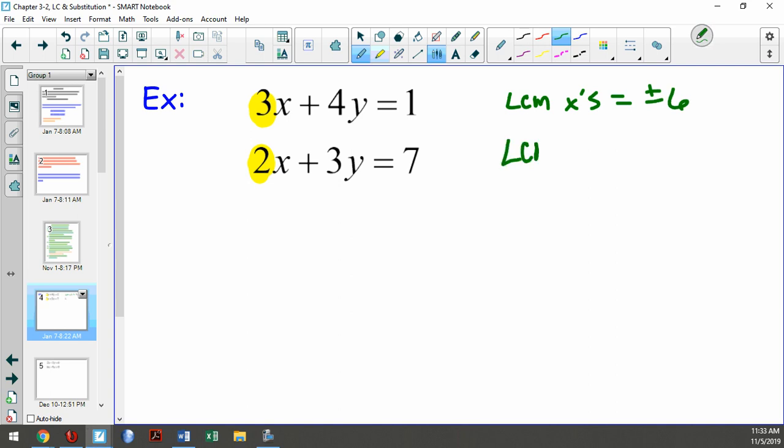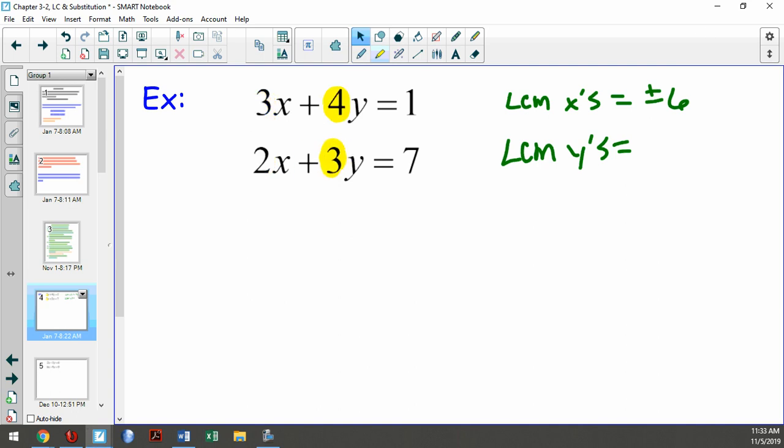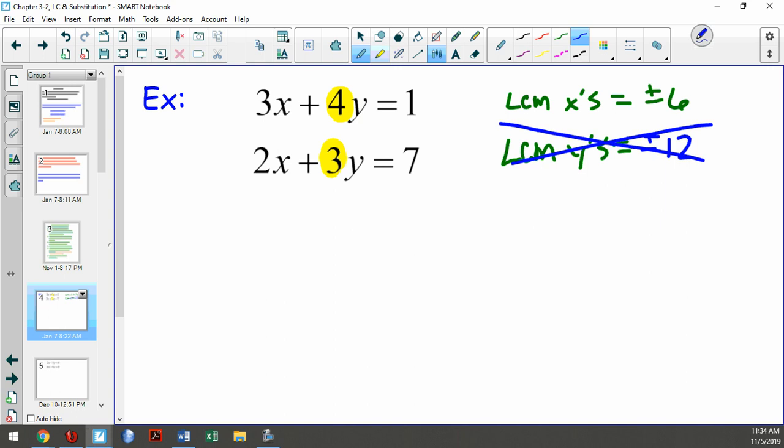What is the least common multiple of my y's? Well, my y's are going to be 3 and 4. So what is that going to be? What's my first multiplication table in common between 3 and 4? 12. Which one do you think is easier? 6. So we are going to choose to eliminate x. We all understand that. So I need to have a positive 6 and a negative 6. So how do I turn 3x into a positive 6x? Multiply the entire equation by 2.